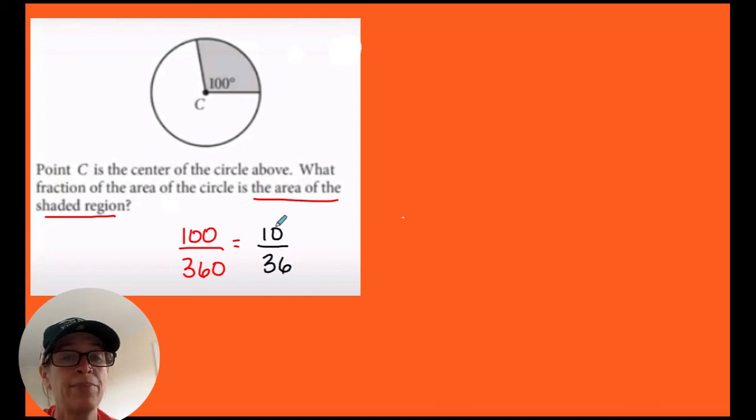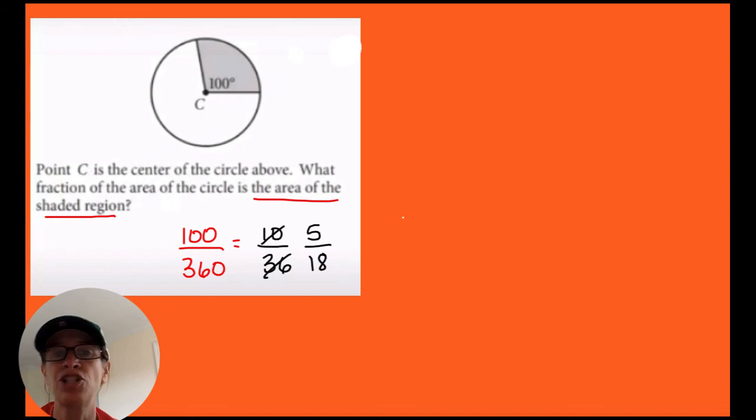Oh, I could have done more, right? I could have done 2. So 2 goes into 10 5 times, and 2 goes into 36 18 times. So the fractional relationship would be 5/18 of the entire area of the circle. Okay, does that make sense?